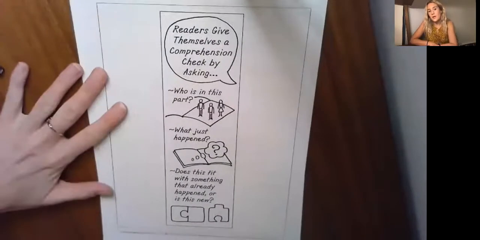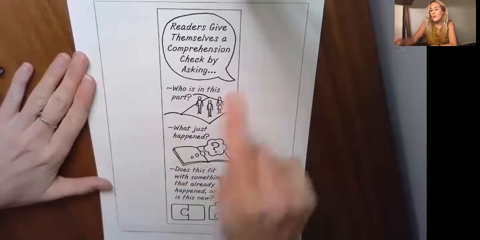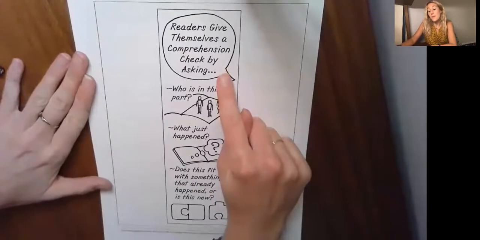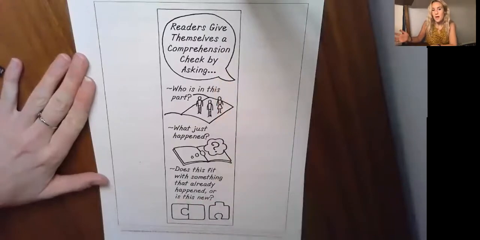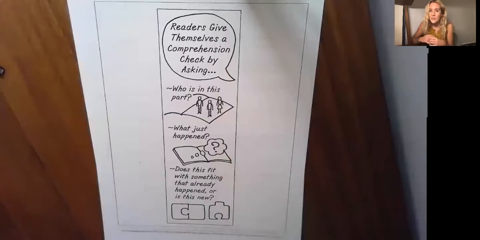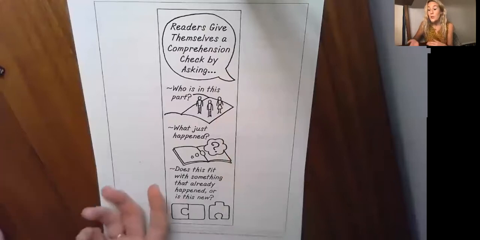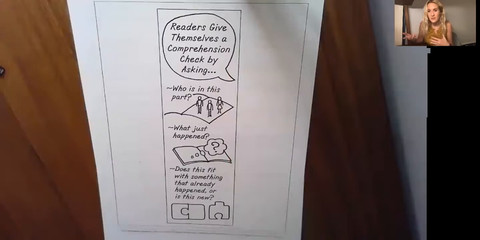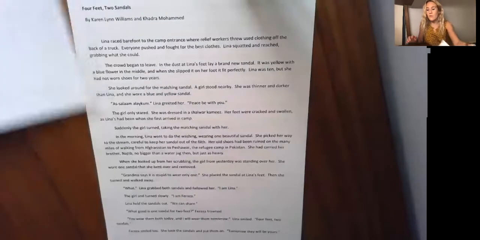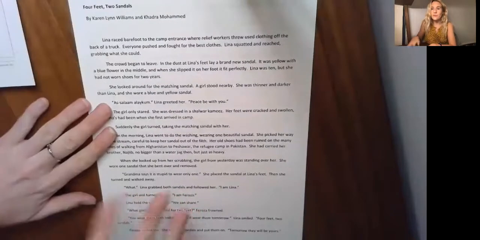So here's a tool I like to use. It's actually a bookmark. Readers give themselves a comprehension check by asking, who's in this part? What just happened? And does this fit with something that already happened, or is this new? I'm going to show you how I use this and also show you how I can make this more of a 5th grade, 6th grade level using a familiar text, Four Feet, Two Sandals.